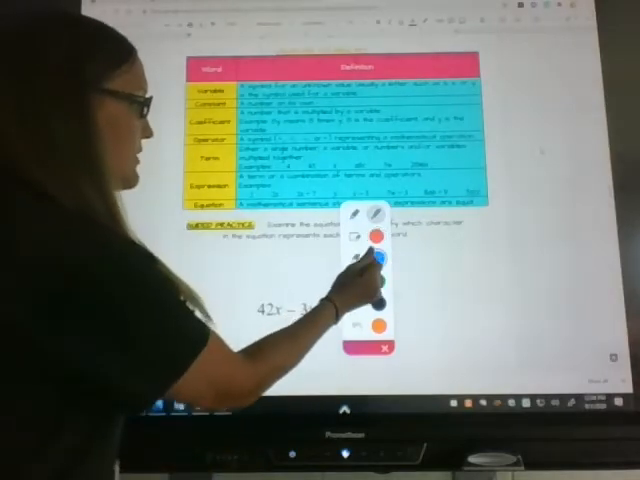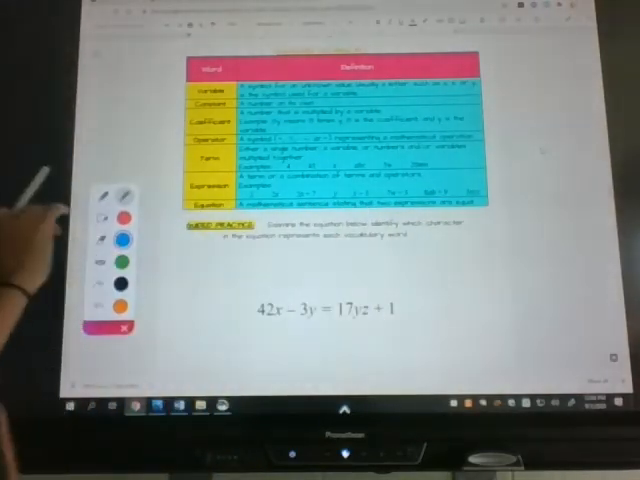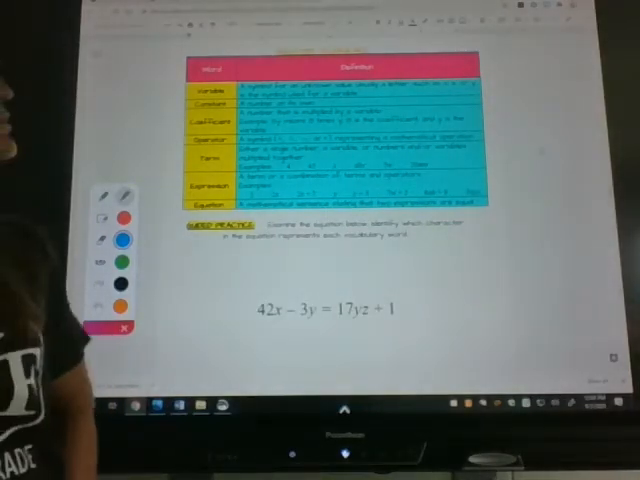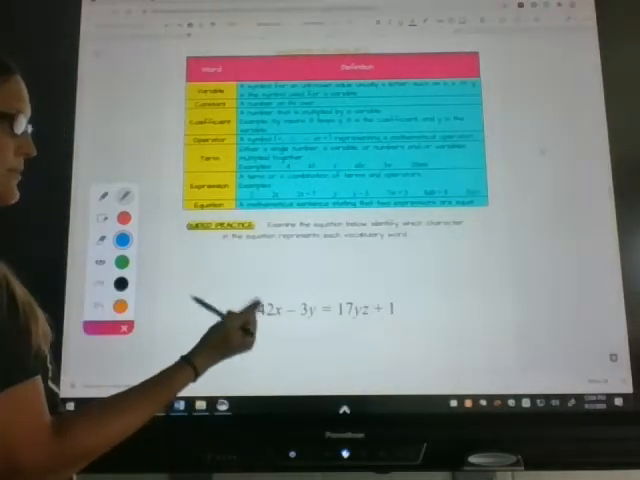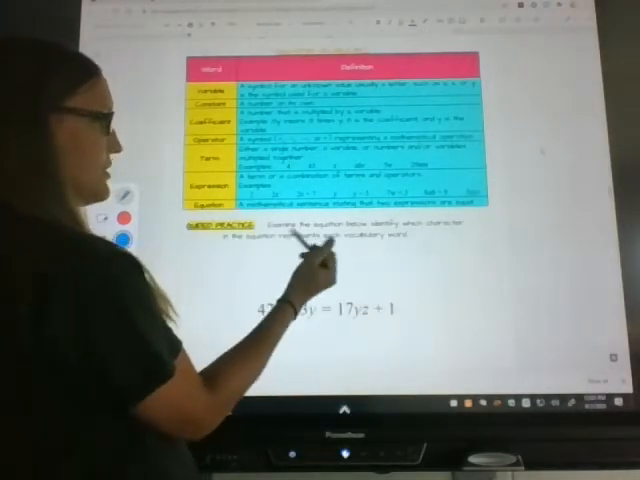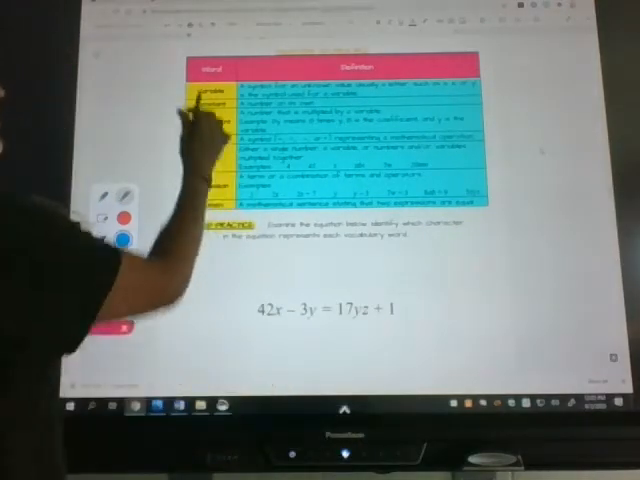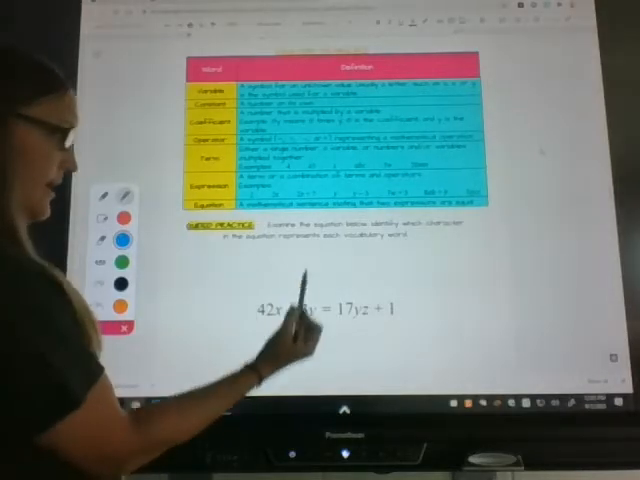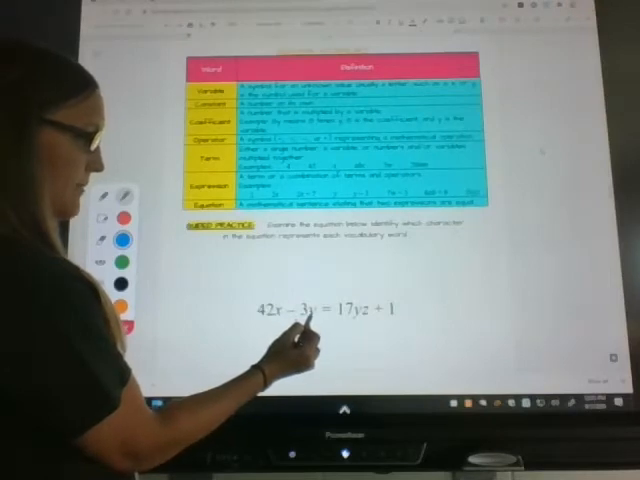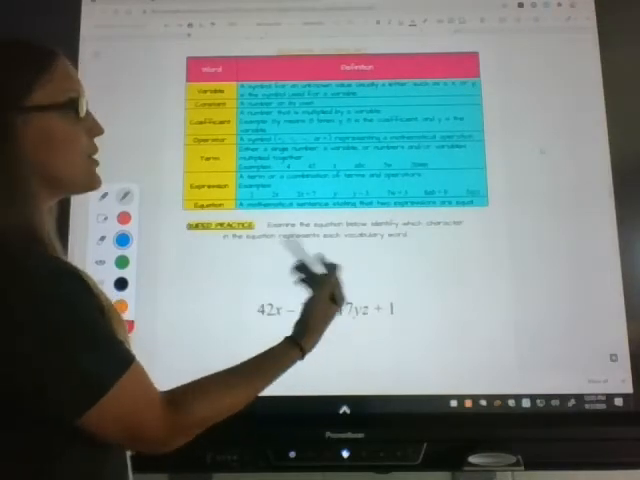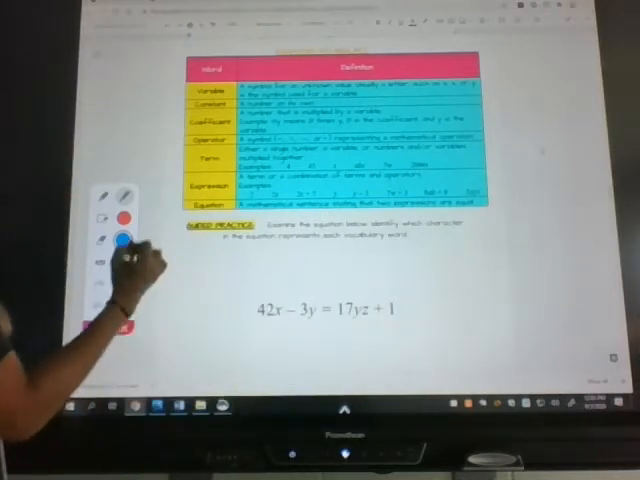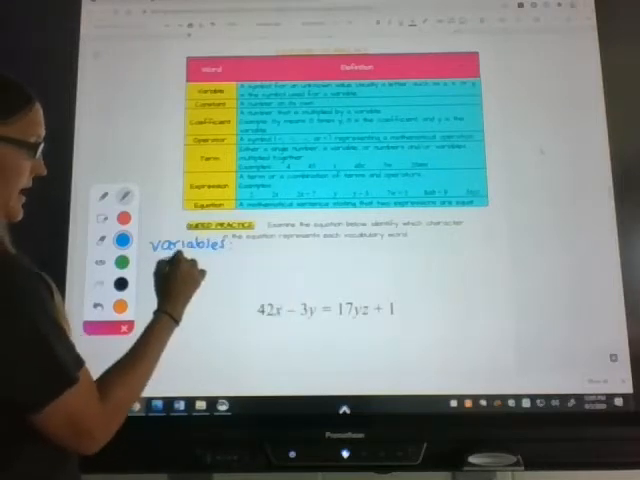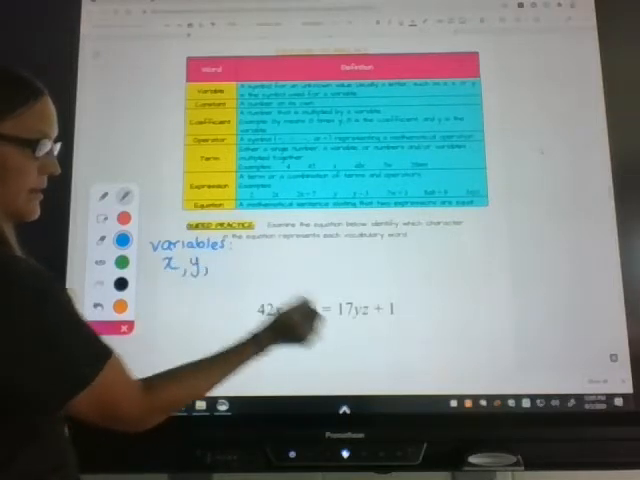First thing we're going to do is go through some vocabulary. A variable is a symbol for an unknown value, usually a letter such as X or Y is the symbol used for a variable. So in our guided practice down here, we're going to examine the equation and identify which character in the equation represents each vocabulary word. So the variable in this equation is any letter that stands for an unknown value. We have an X, a Y, we have another Y, and a Z. So these two Y's are going to stand for the same value, which means we have three variables. They are X, Y, and Z.